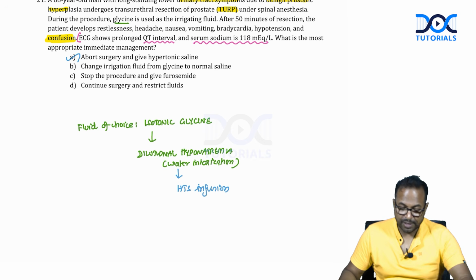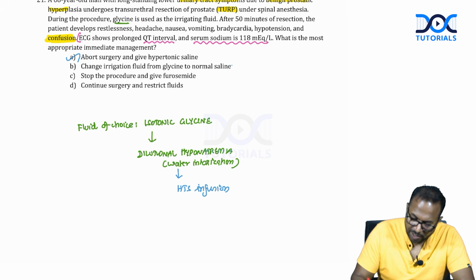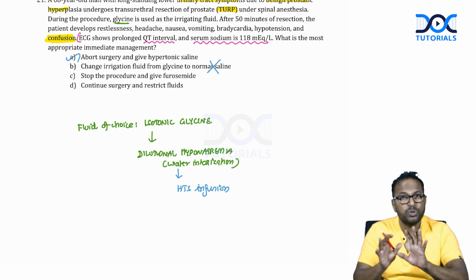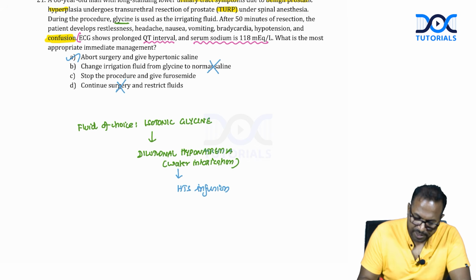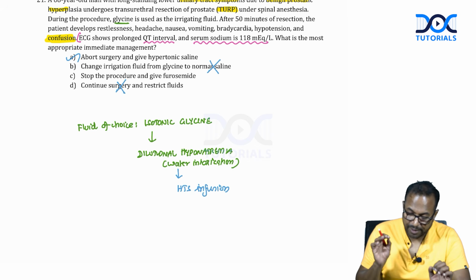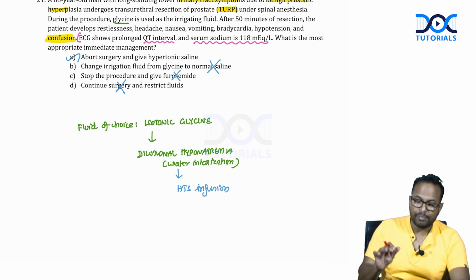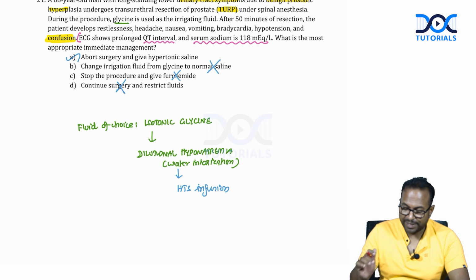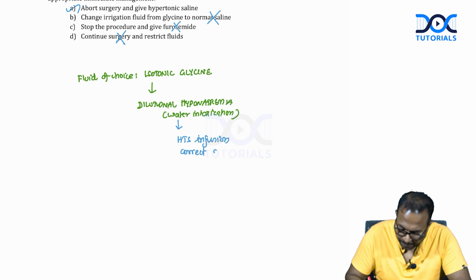And when we are doing surgery, this is a very important step you should do. We will not give normal saline. Normal saline is not used during TURP because it cannot properly cut the tissue. Continuing surgery is absolutely wrong in a hyponatremia case. Stop the procedure and give furosemide is also wrong. So, the ideal procedure is to give hypertonic saline infusion. Sodium decrease should be corrected.